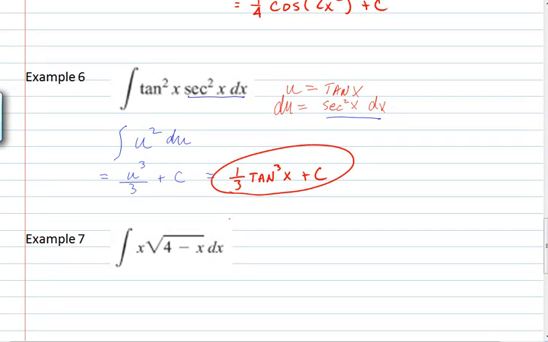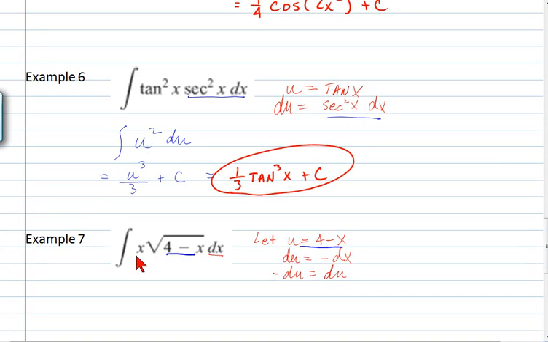Okay. Example 7. Looking at this problem, what might we let u be equal to? I agree. Let's let u be equal to 4 minus x. That way we can integrate the square root of u. Right? Well, what do we get when we do du? Negative dx. Okay? But I don't have a negative dx, I have a positive dx, so I'm going to replace that dx with negative du. So that's what I'm going to plug in for dx. This is what I'm going to plug in for u.